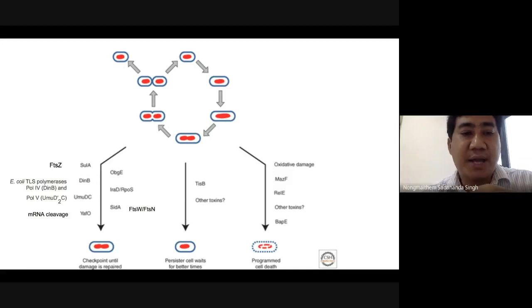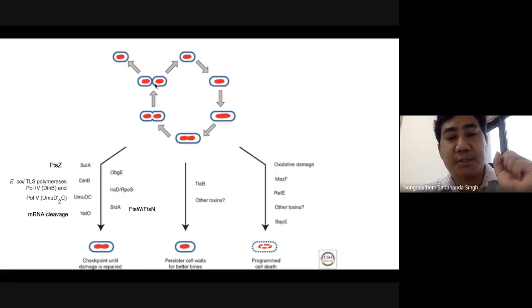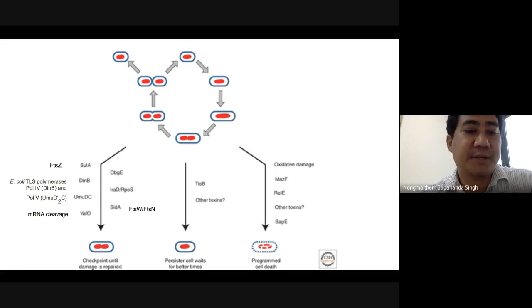So now when the SOS kicks in and SulA is expressed, the FtsZ polymerization is inhibited, so the cell cannot divide into two daughter cells. That is one way to delay the cell separation or cytokinesis. Daughter cells are not separated.